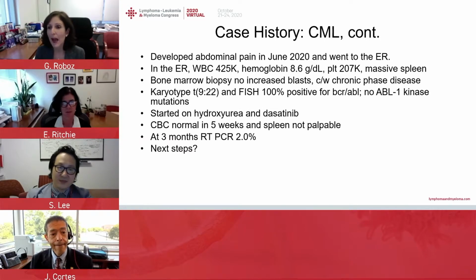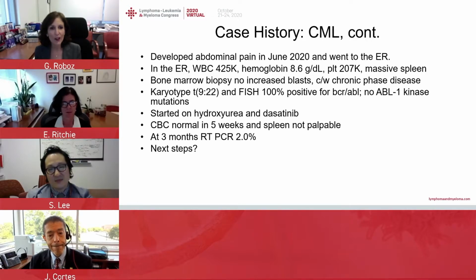I think that if you see what happened here, it's kind of exhibit A of what the problem is with running away from therapy. So this patient developed abdominal pain in June of 2020 and went to the ER, where he had a massive white count of 425,000, low hemoglobin, platelets were still okay, but he had massive splenomegaly. And the bone marrow biopsy actually didn't show transformation to acute phase. He had chronic phase disease. He still had a 922, and he had no mutations and was started on Hydrea and dasatinib to calm things down. And the CBC was normal in 5 weeks, and the spleen was not palpable, and things were puttering along.